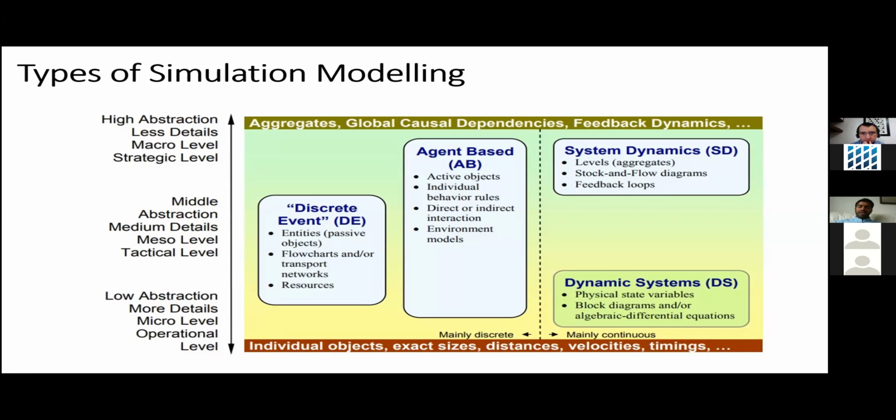On the very left, we have discrete event simulation modeling. So this is more about processes, flow charts, networks, resources, so quite operational level detail. Since there are quite a lot of benefits of discrete event simulation, there are some disadvantages as well.